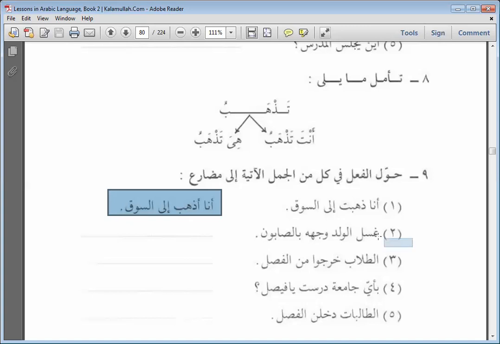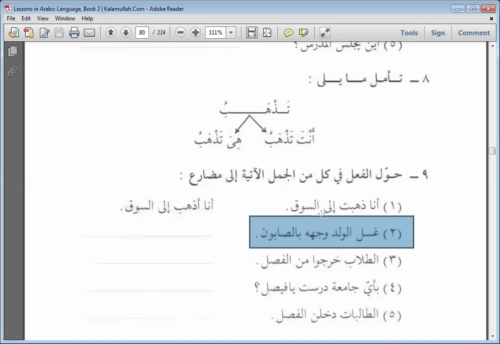Right. So let's look at the others here. غسل الولد وجهه بالصابون. The boy washed his face with soap. All right? Past tense. Washed. So we have to make it present tense. Anybody want to attempt that?